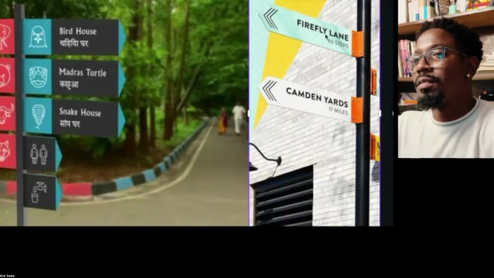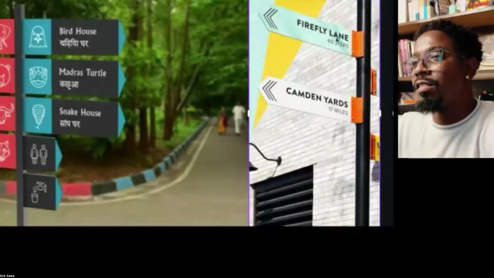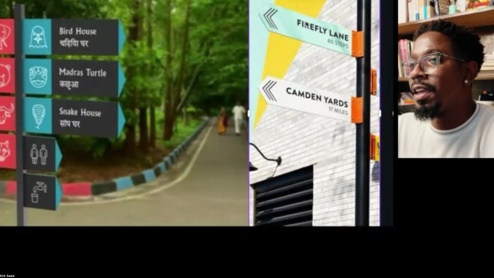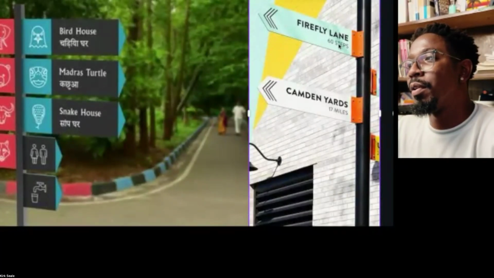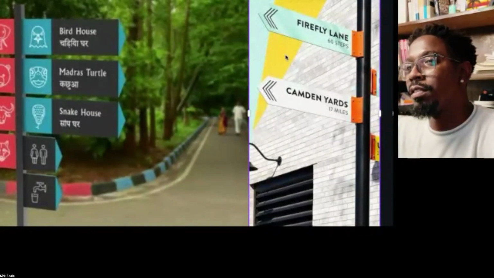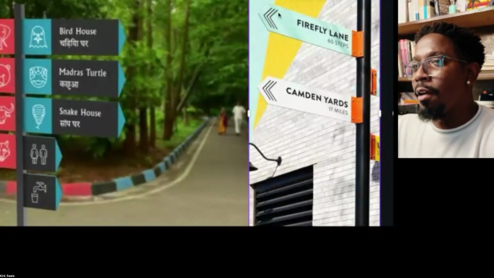Right here. Again, the text is easy to understand. The biggest thing is what street you are on, or the street that you're looking for, just based on number of steps or miles, and the arrow. But the arrow has some distance away from this text, right? So you could read Firefly Lane, 60 steps in this direction.